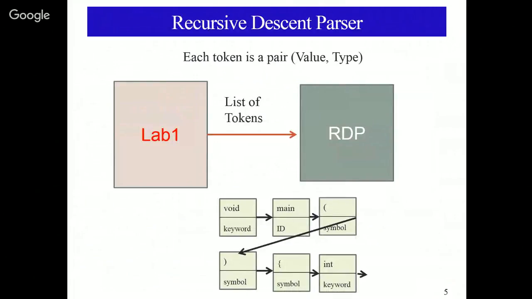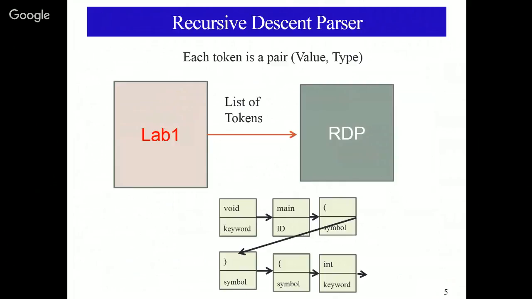All right, so now we're going to look at this technique called recursive descent parser. We need tokens. Okay, so what came out of your lab 1 should be a list of tokens. Tokens should be a pair of value and a type. Main, for instance, is the value, and main is an ID. And that ID is what's going to show up in your grammar.